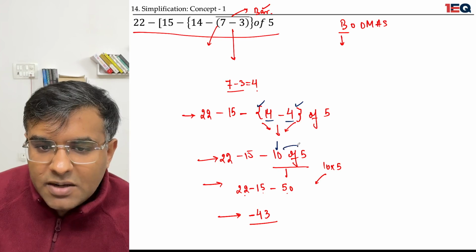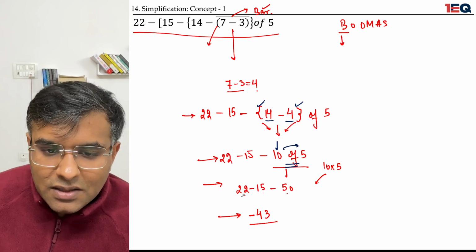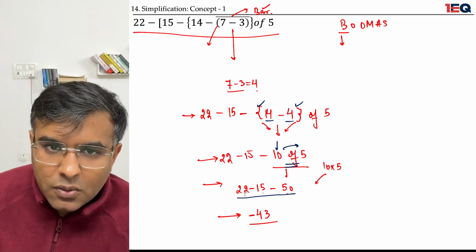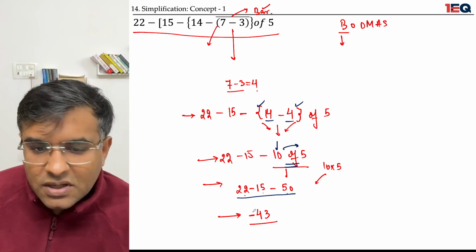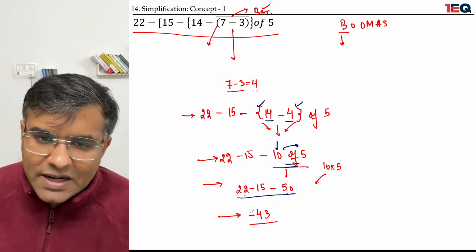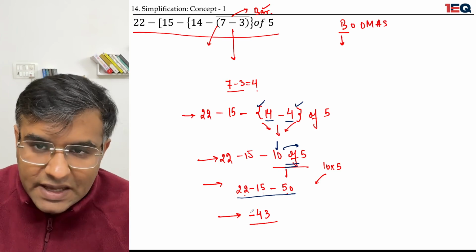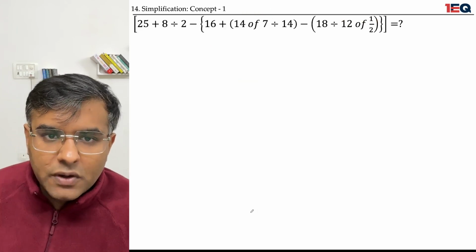Then 10 is multiplied by 5 because there is off in them, and then there is a simple negative sign between all the three. So whichever way you want to do it, it's bidirectional. You can start from the left hand side or right hand side. Okay, moving on to the next question.